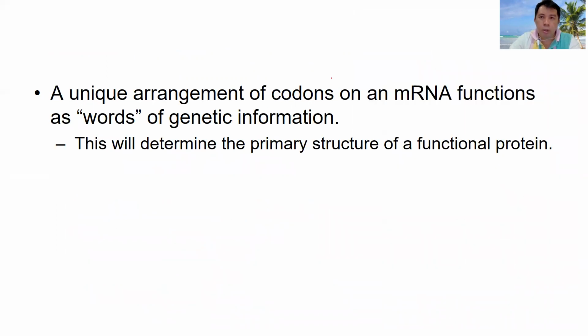Okay, so this codon is something like the words of genetic information. Each nitrogenous base is like the alphabet. That means in the genetic information, all the words have only 3 alphabets. They are made up of 3 alphabets, no 1, no 2, no 4, no 5, and so on. When all of these words join together, this will determine the primary structure of a functional protein, which is the amino acid sequence in a polypeptide.